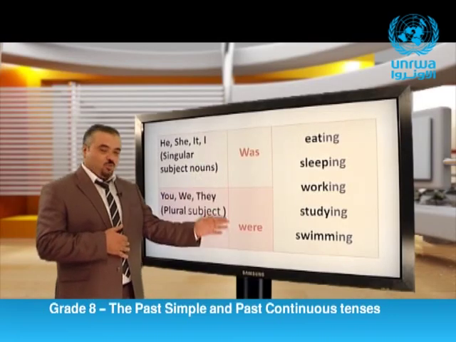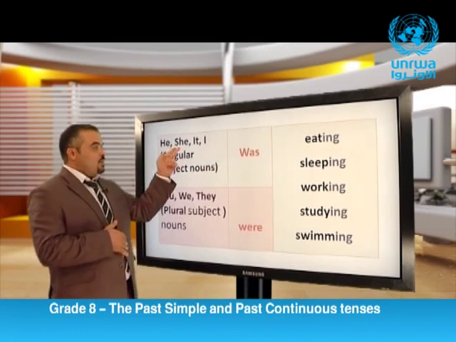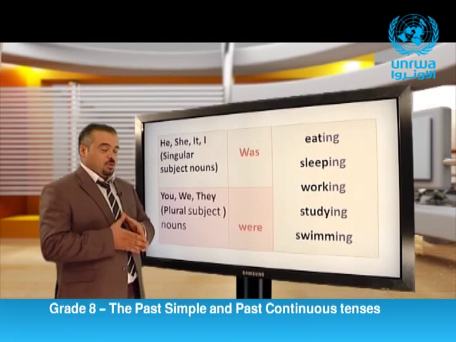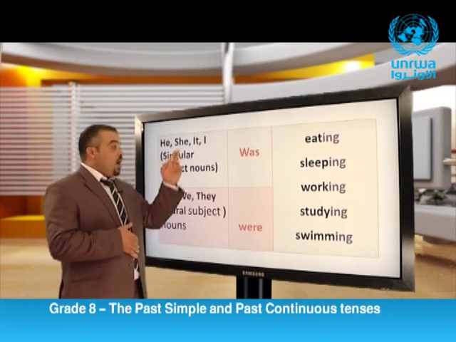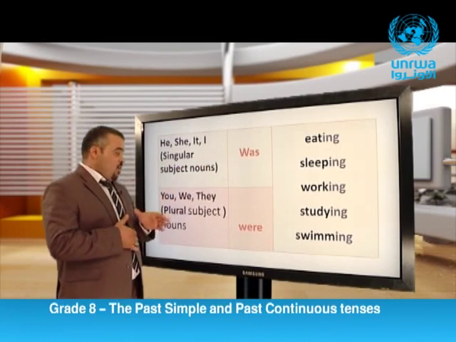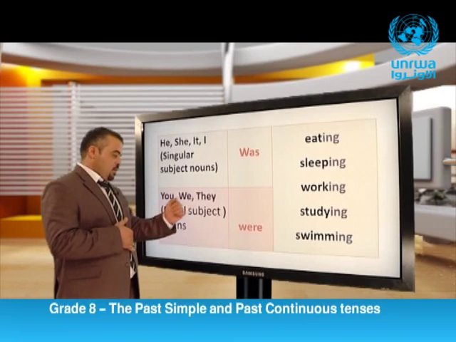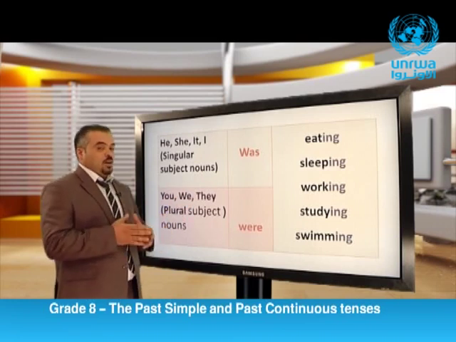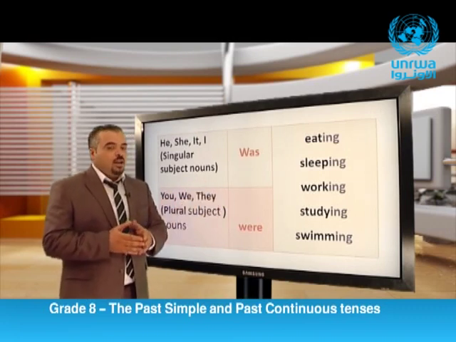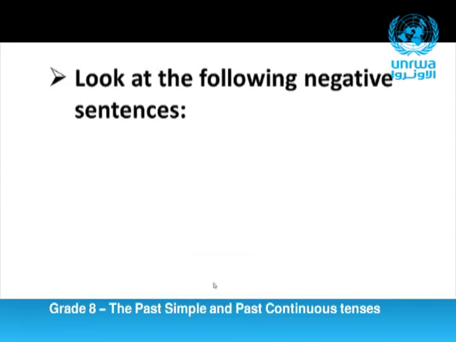We have was and were. We use was with he, she, it, I, or singular subject nouns. For example, he was eating, I was working, she was sleeping, etc. Now were. We use were with you, we, they, or plural subject nouns. You were studying, they were playing, Ali and Huda were swimming. And now let's move to the next activity.